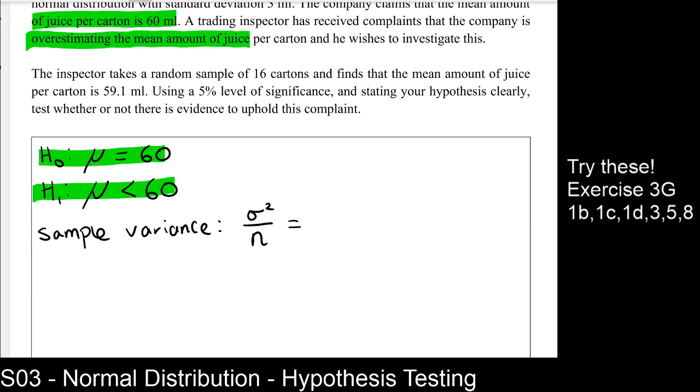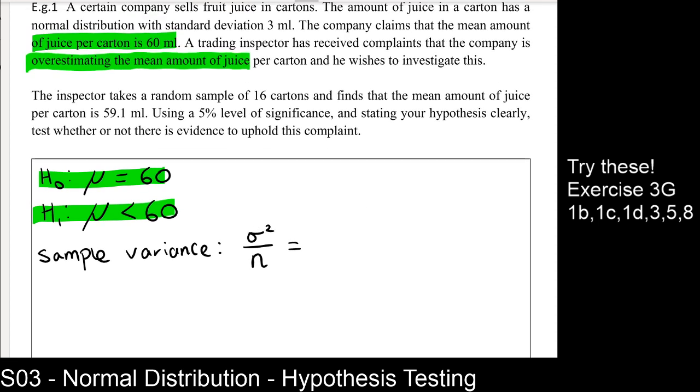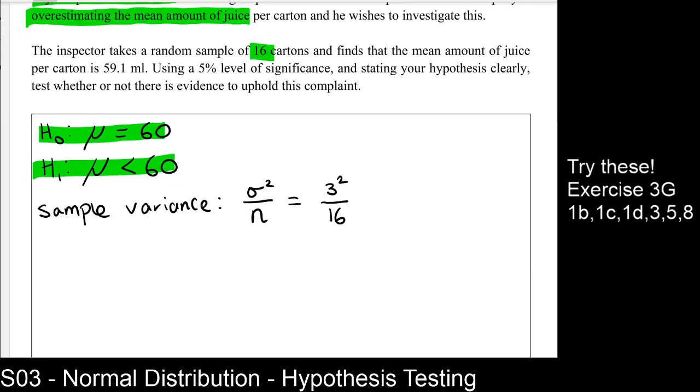So the variance, we were told earlier that the standard deviation is 3. So the variance will be 3 squared. Now normally, in a normal distribution, we'd just use the 3 squared as our variance. But because this is a sample, you need to divide by the 16, because that's how much is in your sample. So we're doing 3 squared divided by 16. So that is our sample variance.